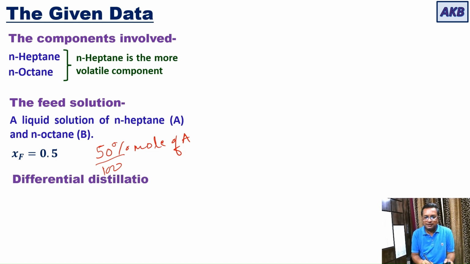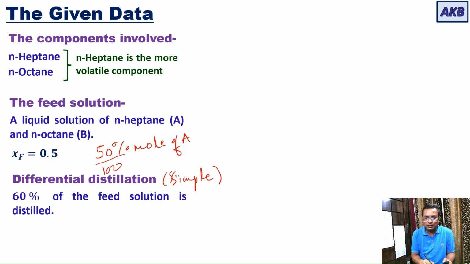Then, differential distillation is to be used. Differential distillation is the other name for simple distillation. In the problem statement, they have said that the feed solution is to be differentially distilled. That means differential distillation is to be used, and differential distillation is nothing but simple distillation. In this particular operation, 60% of the feed solution is distilled. This information is given to us and we are going to use that.